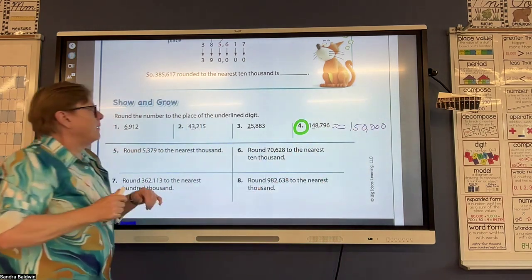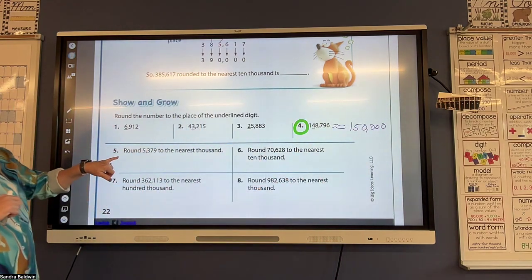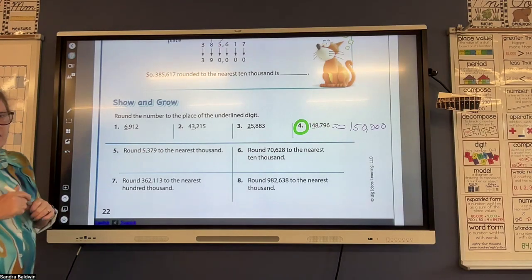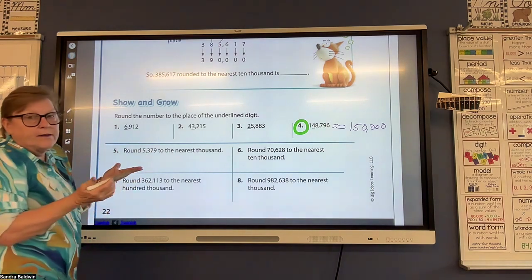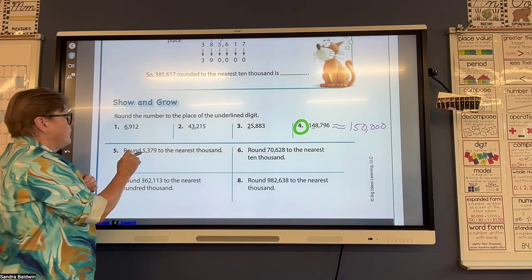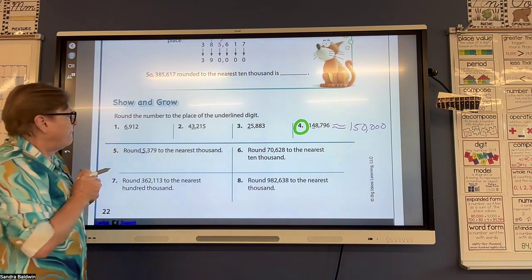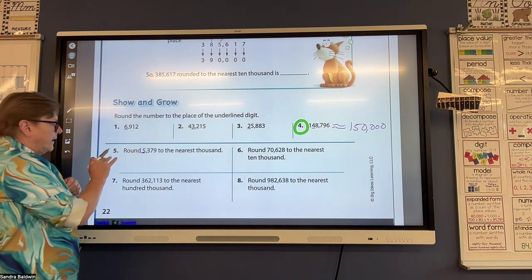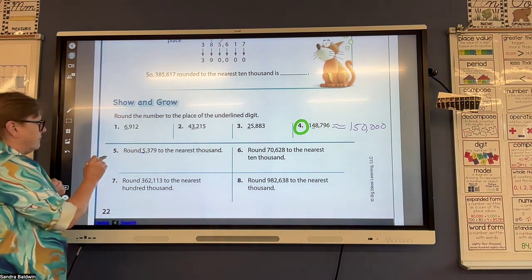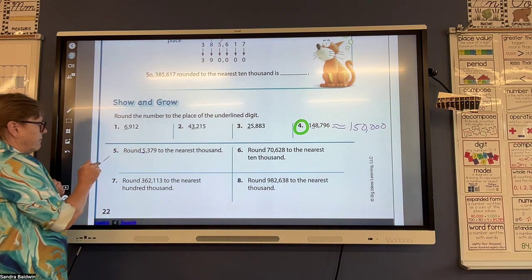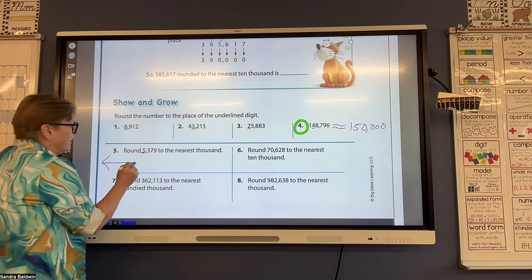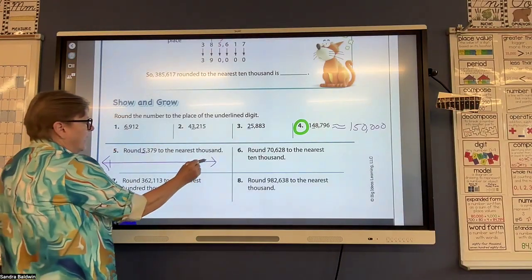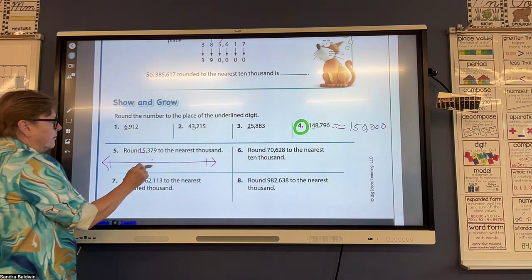The next problem, which is number 5, round 5,379 to the nearest thousand. So the first thing I'm going to do is, what digit's 1,000? Ones, tens, hundreds, thousand. That's 5,000. So it's going to be between 5,000 and 6,000. I think I have room here to work, so I'm going to draw my number line this way. First thing I got to do is draw my number line. I'm going to put my low number, my high number, and my number in the middle.